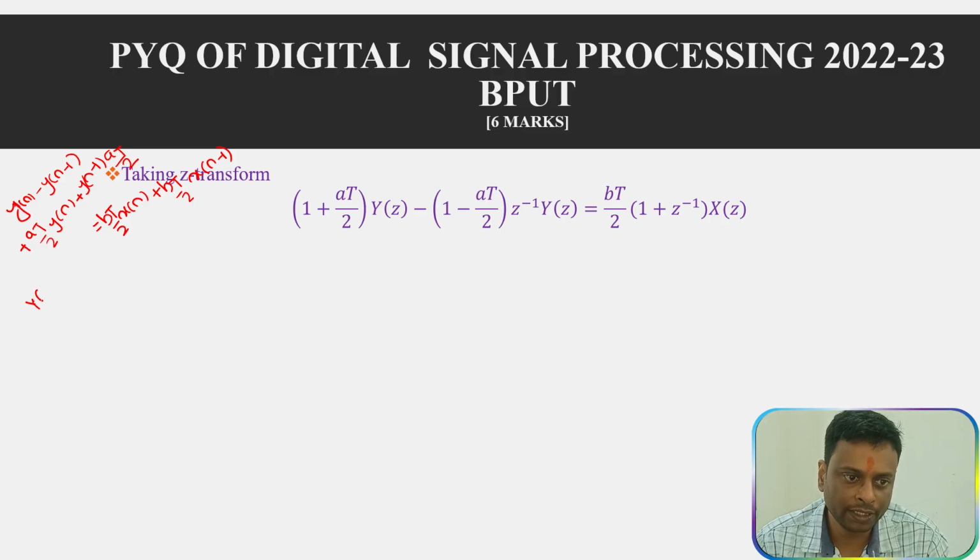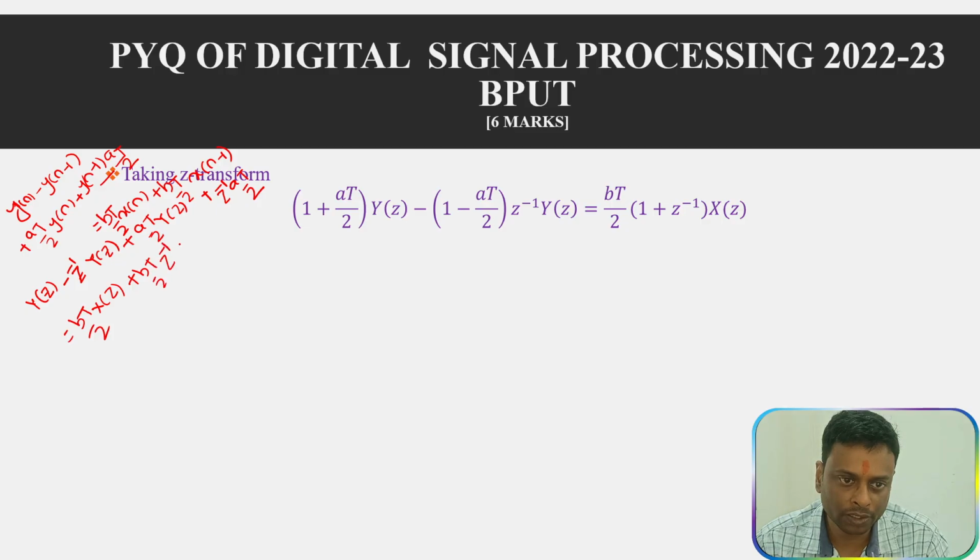The Z transform of y of n is y of z. Similarly, y of n minus 1 means z to the power minus 1 y of z. Similarly, this one, a t by 2, will be y of z, and similarly z to the minus 1. Similarly, b t by 2 x of z plus b t by 2 z to the power minus 1 x of z. So this is the Z transform.